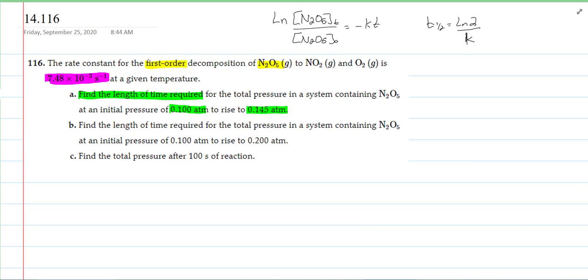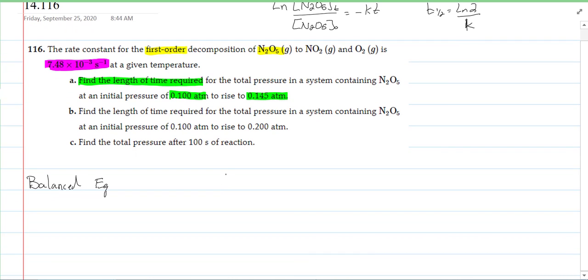So, what do we do? Well, write a balanced equation. It's always a good idea to write the balanced equation. What is our equation? N2O5 gas decomposing to NO2 gas and O2 gas.